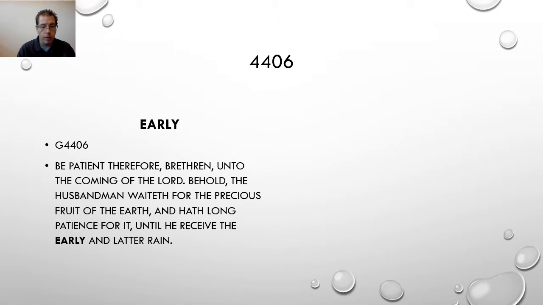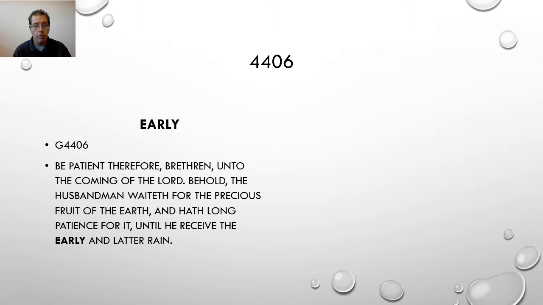Okay, now we're going to look at the word early. The word early is G4406. Now remember, we're looking at the latter rain, so we're looking at the verses from James. Be patient, therefore, brethren, unto the coming of the Lord. Behold, the husbandman waiteth for the precious fruit of the earth, and hath long patience for it, until he receive the early and the latter rain. We've seen that God comes to us as the rain. His doctrine drops as the rain. And here it tells us that he will receive the early and the latter rain. So we're to be patient to the coming of the Lord.